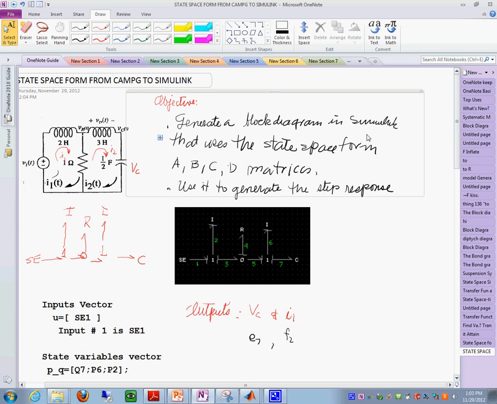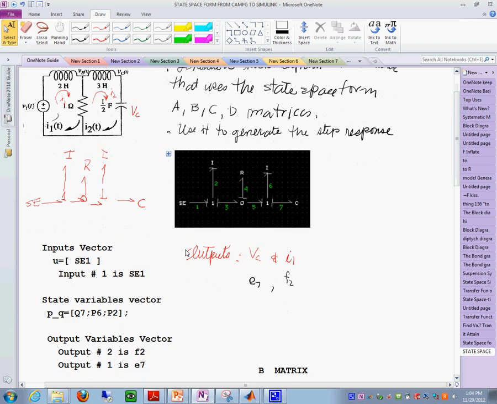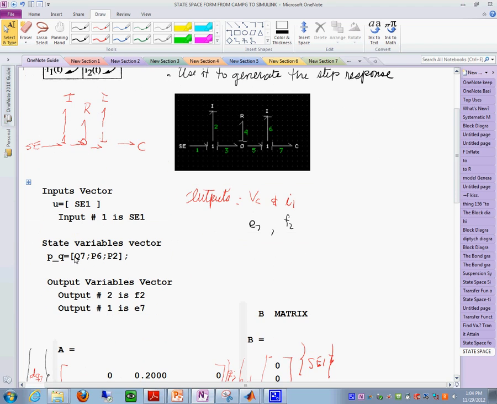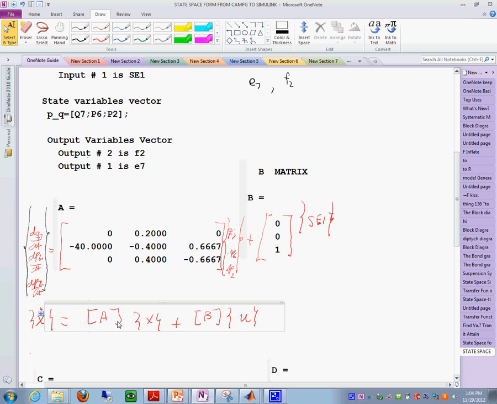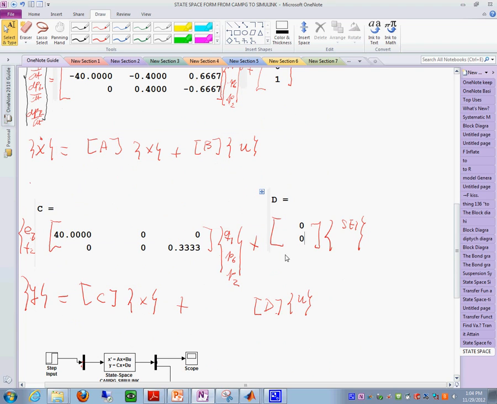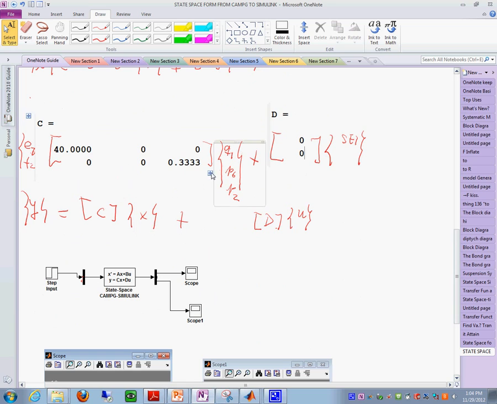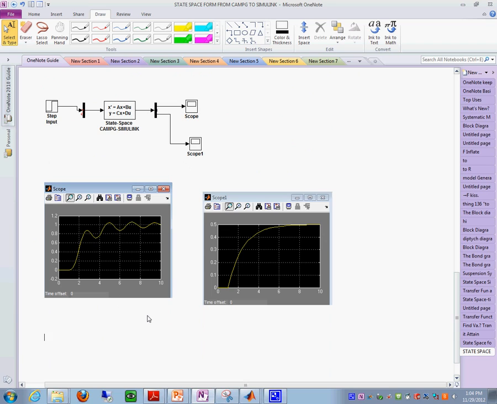Okay, so we have this example in here, and from the example we have obtained this bond graph, and then we have obtained the state variables and the outputs, and we obtain the state space form like this. See, there is A, B, C, and D in here, and from this we produced the Simulink block diagram and did the simulation of the system. That's where it is. So let's put a nice title here.